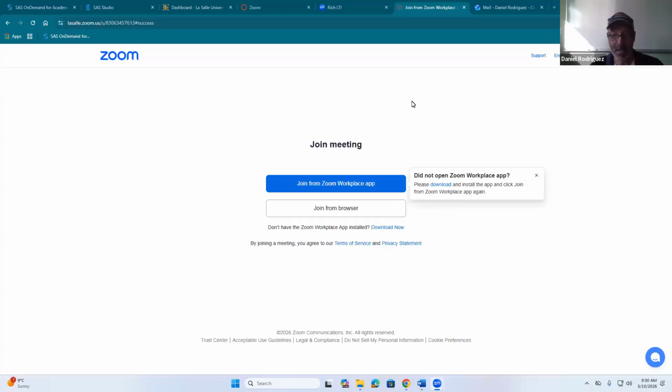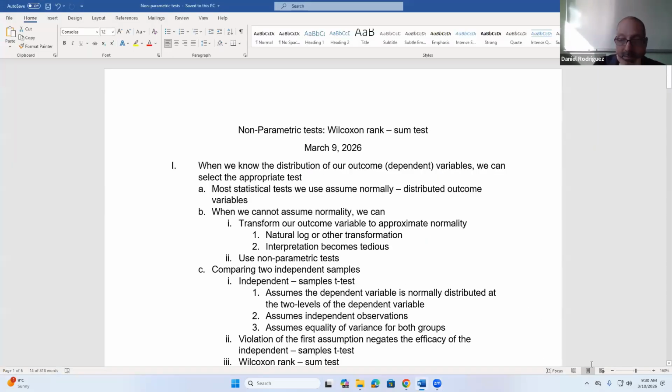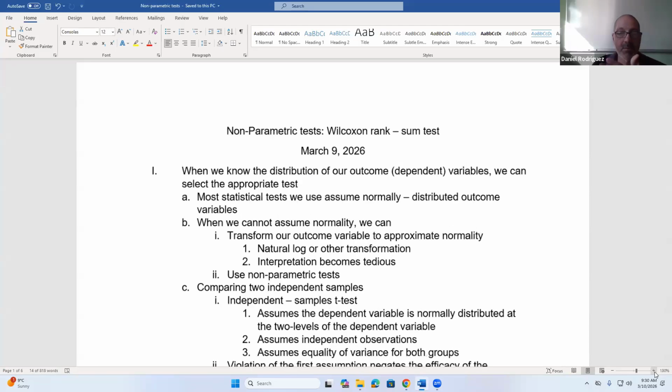Okay, so today we're going to talk about non-parametric tests. So let's get into this. Most tests that we do in statistics, we know the distribution of the dependent variable, and the test statistics we use depend on that distribution. The normal distribution is a primary distribution we work with, and most of the test statistics we use assume normality. So we're looking at the outcome variable or the dependent variable.